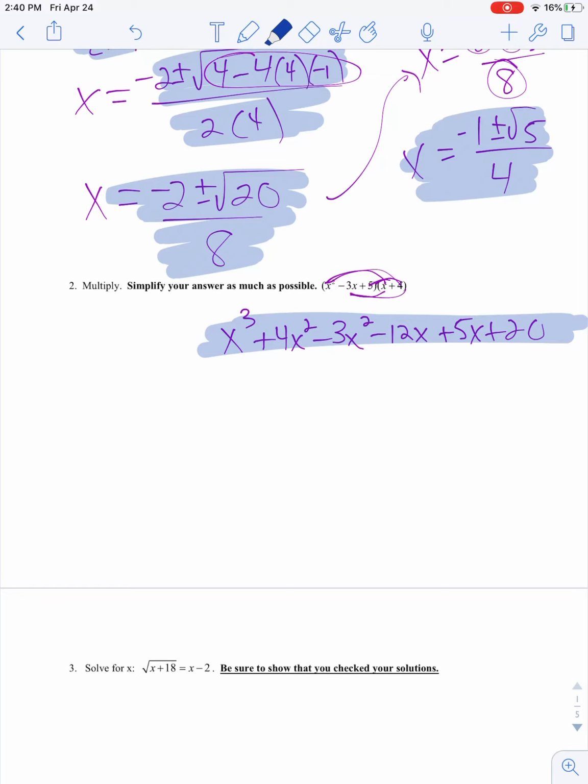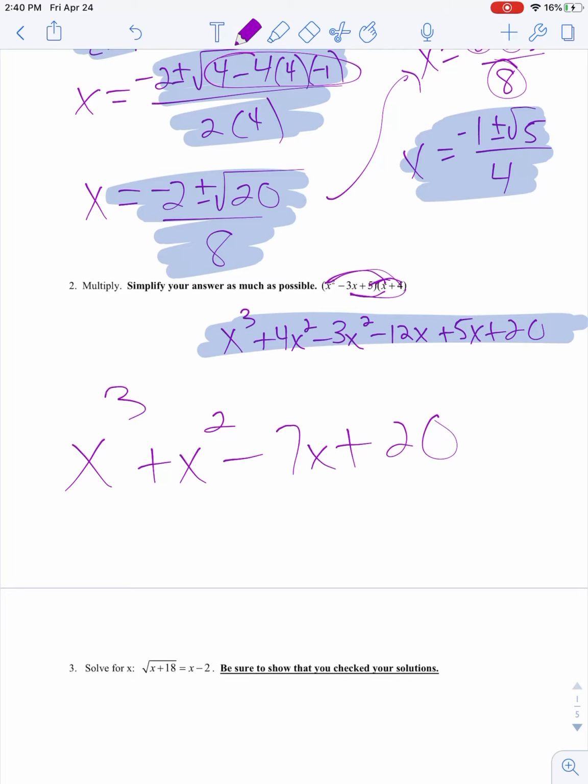And then you're just going to combine like terms. There isn't much more to it after you do that. So you're going to get x cubed plus x squared minus 7x plus 20. Okay, so then you just combine your like terms. Be very careful on that. You're going to think it's real quick and easy, and then you're going to screw up on combining like terms. So just be careful on that.